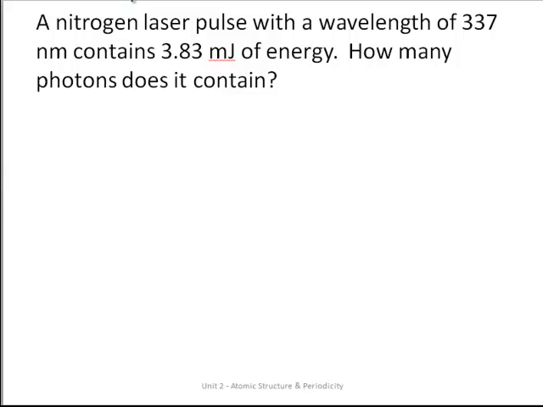Okay, so here's an example of a problem where we can now utilize our new equation, E equals h nu, that describes the energy of a photon, to actually calculate how many photons are contained in a laser pulse. Okay, so we have a nitrogen laser that emits with a wavelength of 337 nanometers. Okay, the total energy of this pulse is 3.8 millijoules.